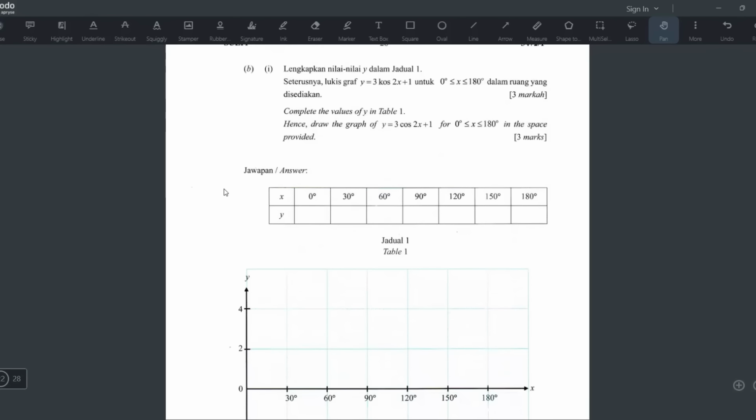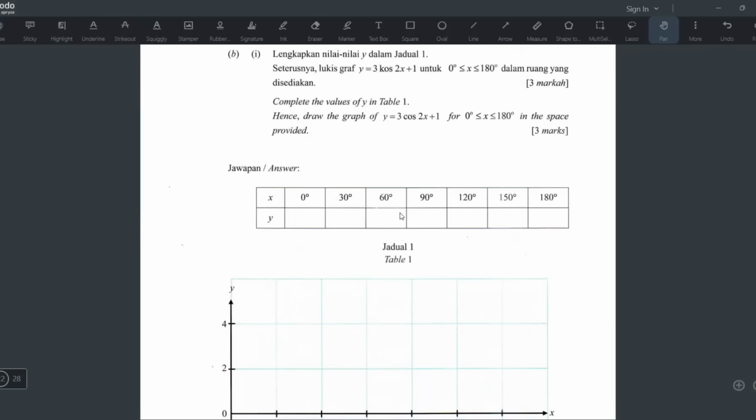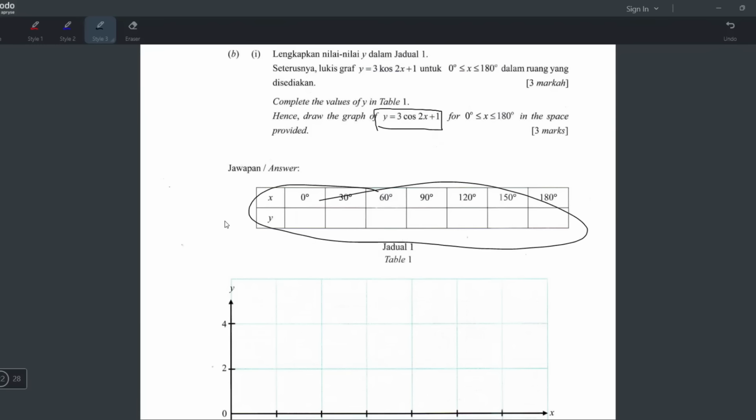Okay, B1, complete the values of y in table 1. Hence, draw the graph of y equals 3 cos 2x plus 1 for 0 until 180 in the space provided. Usually when we do Addmaths paper and they ask us to sketch, we have to find the points ourselves, determine the coordinates. But in this case, they already drew the table for me, so it's good. I can just skip the step to find the coordinates. I can just use this.